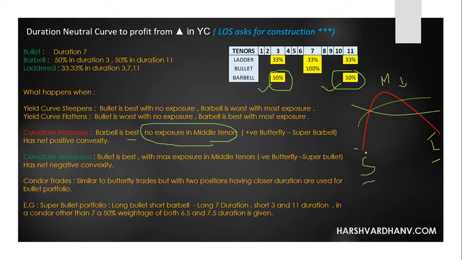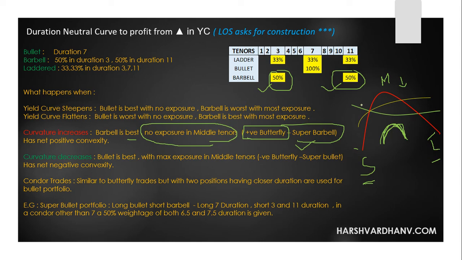If you go back to the second chapter of fixed income that I've covered, it looks like a positive butterfly structure. Look at this as a positive butterfly structure. This term is also known as super barbell, wherein you long the barbell and short the bullet. Long the barbell and short the bullet.